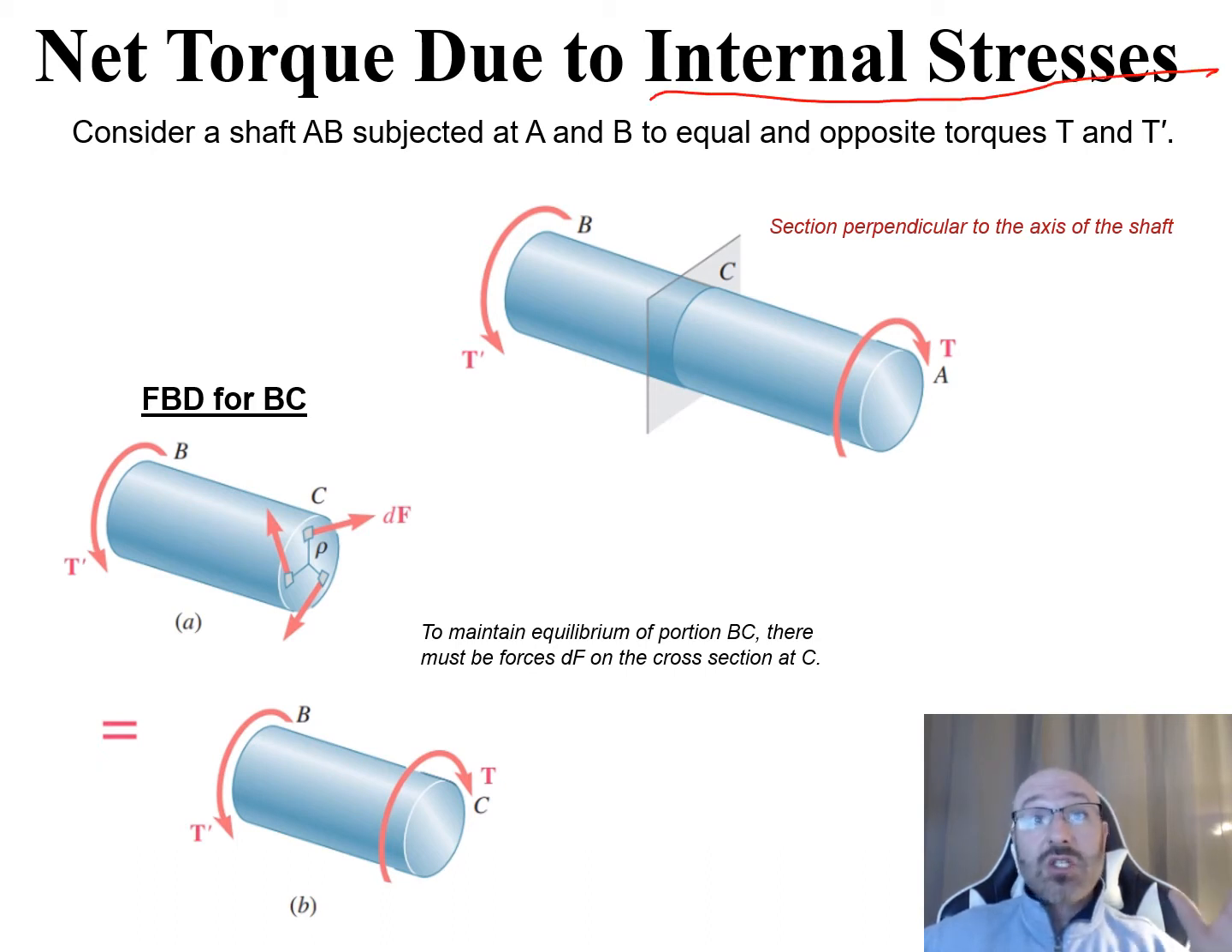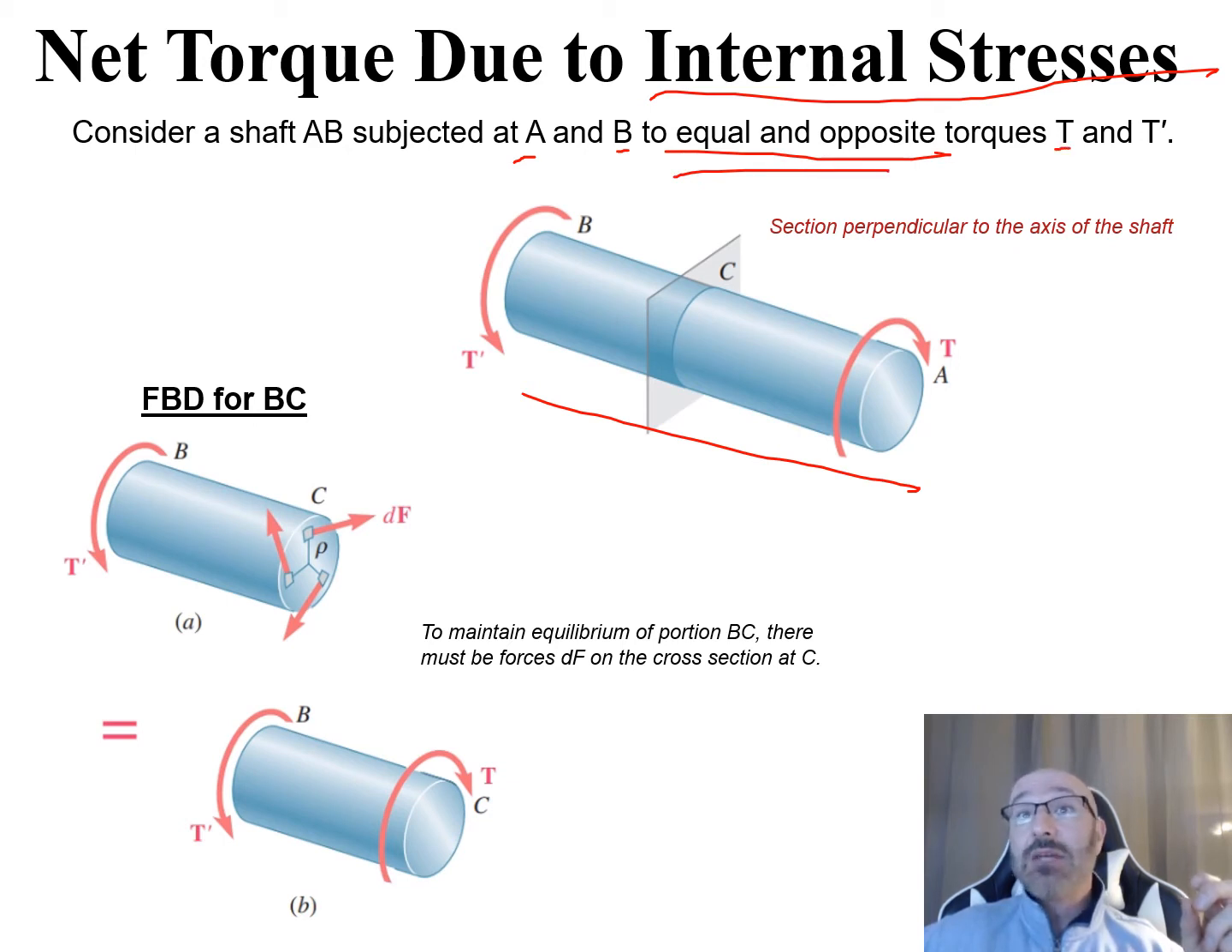So we're considering the shaft AB for this entire shaft here. It's going to be subjected at A and B to equal and opposite torques of T and T prime. So at A, we have this T right there. Here's our equal and opposite T prime over here at B.